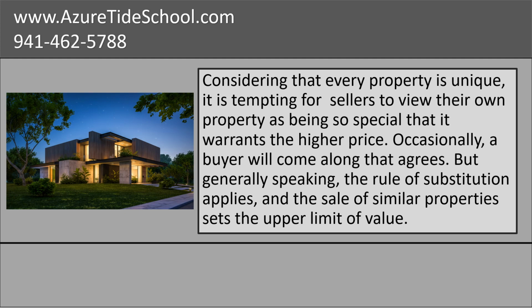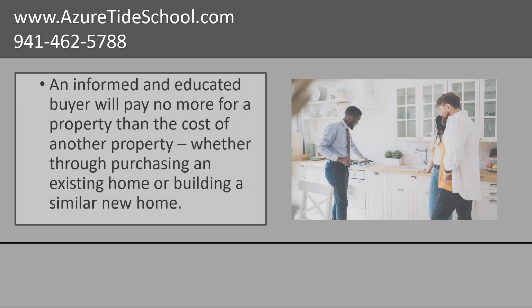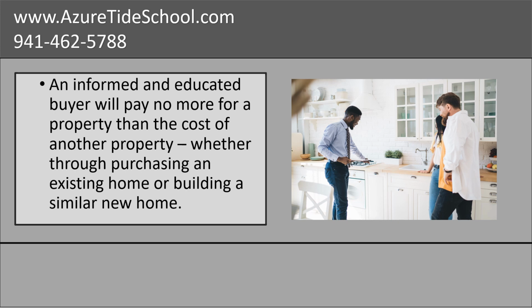Considering that every property is unique, it is tempting for sellers to view their own property as being so special that it warrants the higher price. Occasionally, a buyer will come along that agrees, but generally speaking, the rule of substitution applies, and the sale of similar properties sets the upper limit of value. So the concept of substitution states that an informed and educated buyer will pay no more for a property than the cost of another property, regardless of whether it's through purchasing an existing home or building a similar new home.